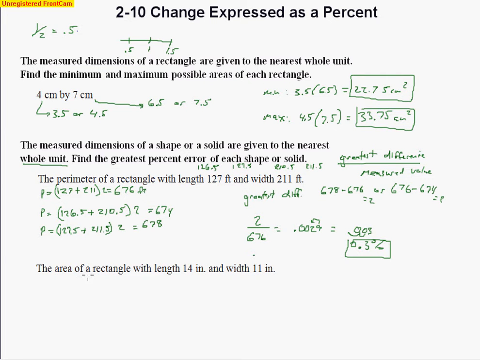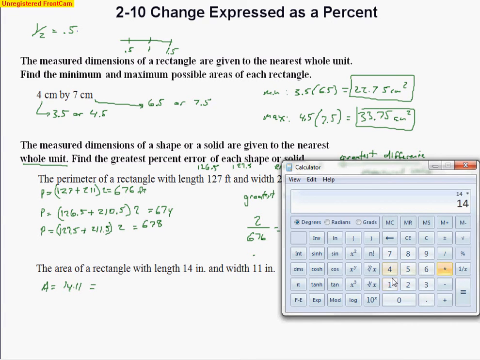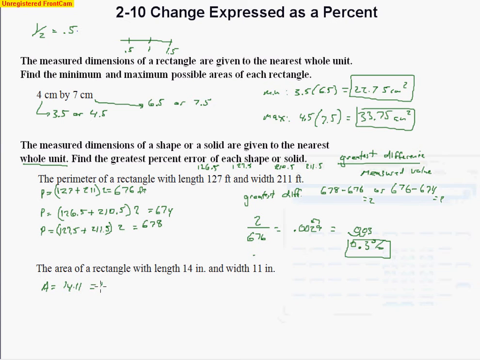Same thing for the area, except now we're using area rather than perimeter. The area formula would just be 14 times 11. So we multiply 14 times 11, and that gives me 154 inches squared. So this is my measured value. Now I find the minimum area. So 13.5 to 14.5 is my range for 14. For 11, it's between 10.5 and 11.5.